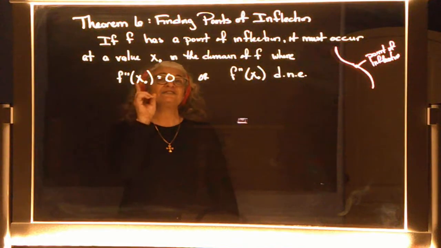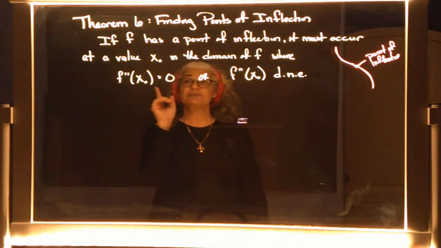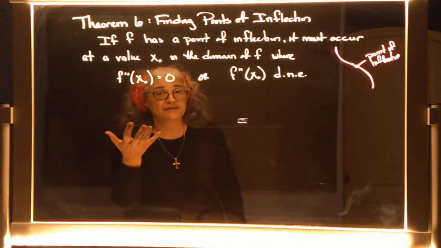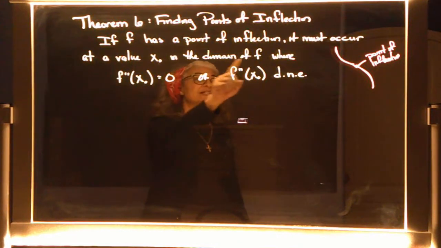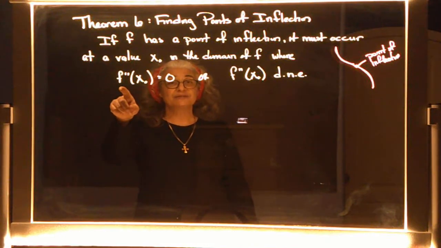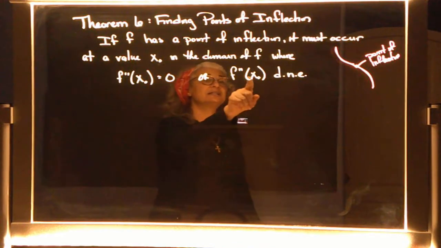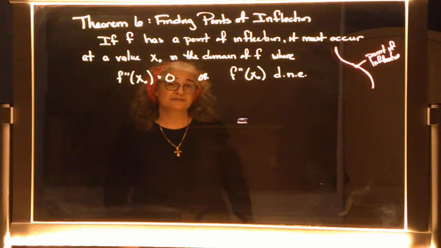So it says, if f has a point of inflection, it must occur at a value x sub 0. It's an x value, don't worry about the subscript. A value x sub 0 that's actually in the domain of f, where the second derivative, when you plug in that x sub 0 to the second derivative, it equals 0. Or that plugging in of x sub 0 to the second derivative does not exist.